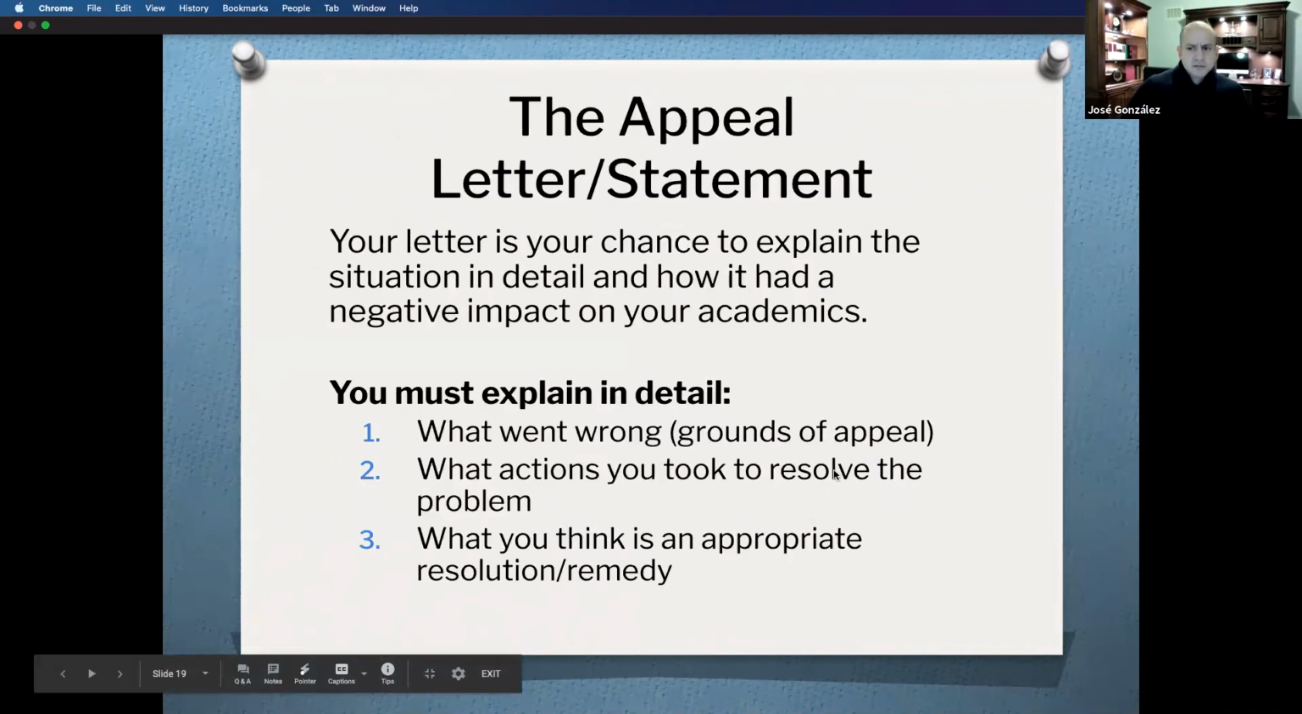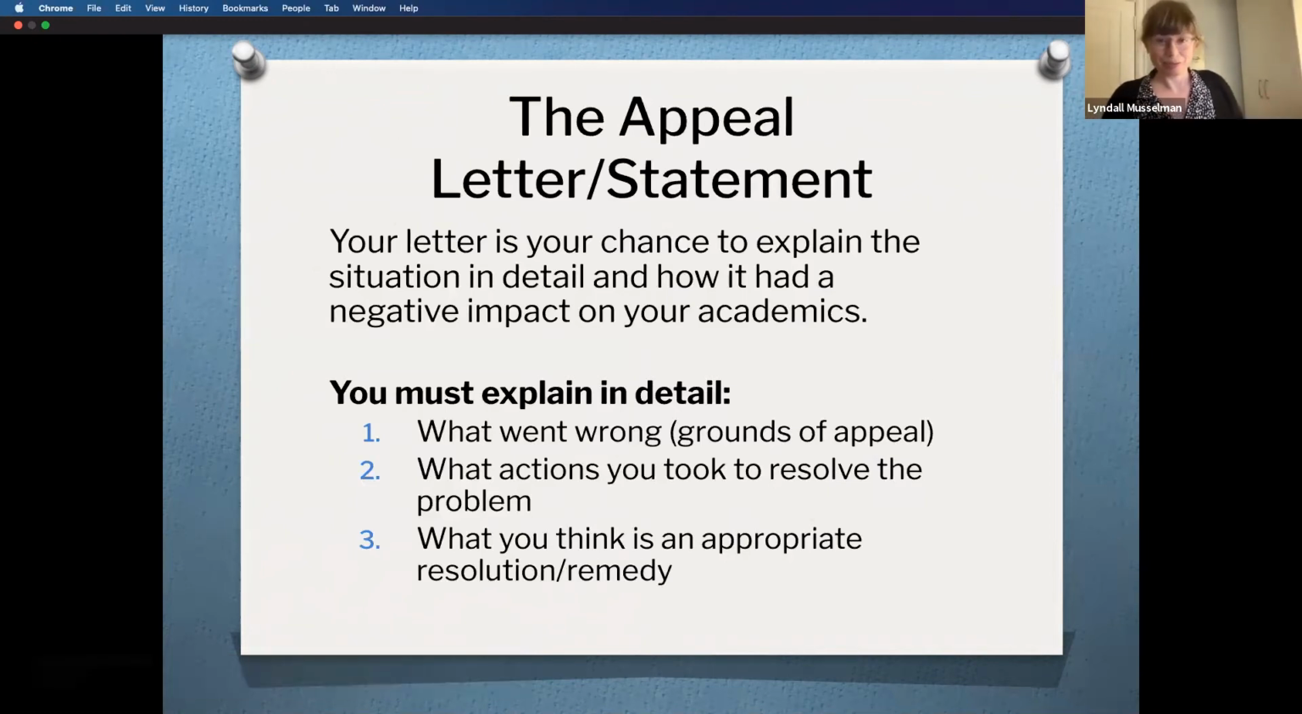Okay, so someone has also asked a question about whether the appeal is a letter. It used to be a letter that students would have to write because it was a paper submission process. But over the past couple of years, the university has changed it to an online submission process. So it's basically a statement that you'll make that will go into 3 text boxes.